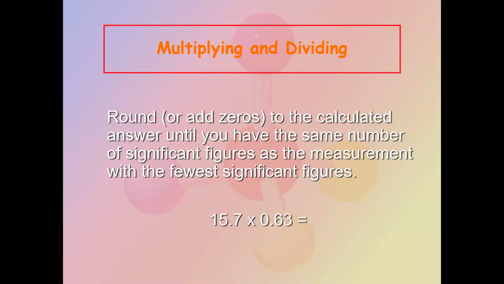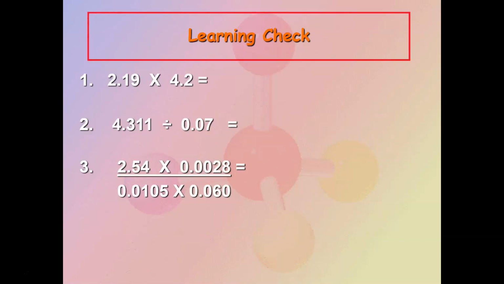So for example, if we have 15.7 times 0.63, we see that 15.7 has 3 significant figures, 0.63 has 2 significant figures, so our answer can only have 2 significant figures in it. So let's do some practice problems. Get out your calculator and practice these with me so you can make sure you know how to get these in your calculator.